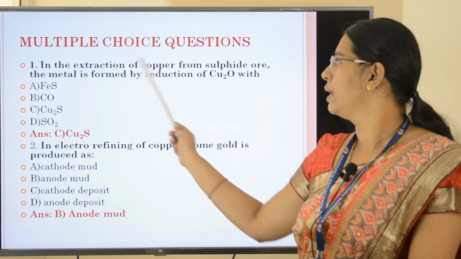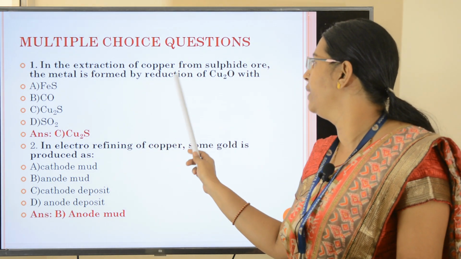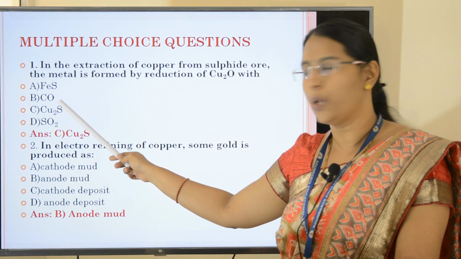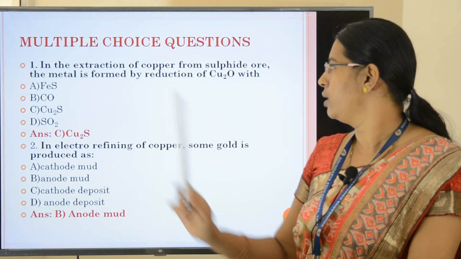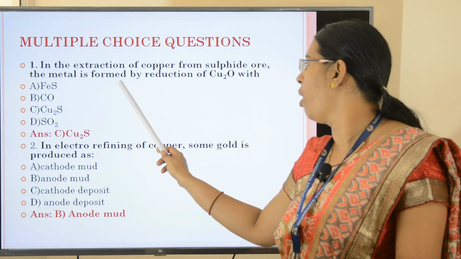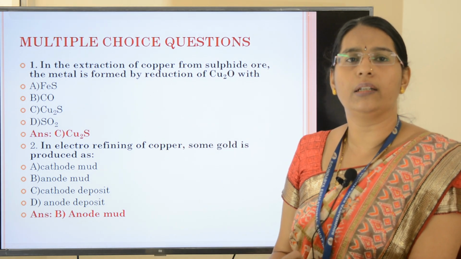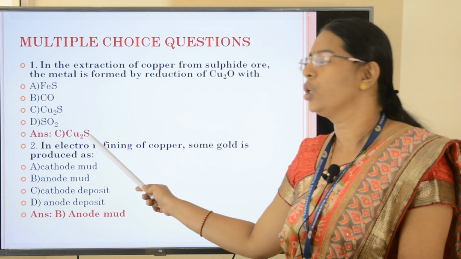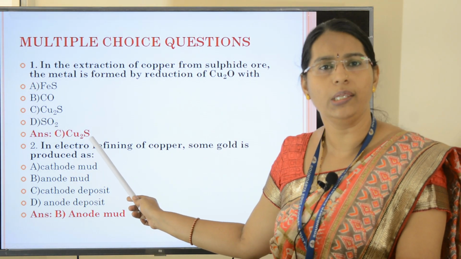The first question is, in the extraction of copper from sulfide ore, the metal is formed by the reduction of cuprous oxide with, and the choices given are ferrous sulfide, carbon monoxide, cuprous sulfide and sulfur dioxide. Already we discussed that it undergoes self-reduction by the reaction between cuprous oxide and cuprous sulfide. So the correct option is option C, cuprous sulfide.